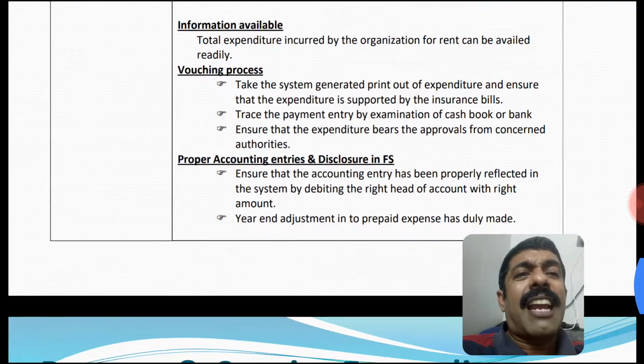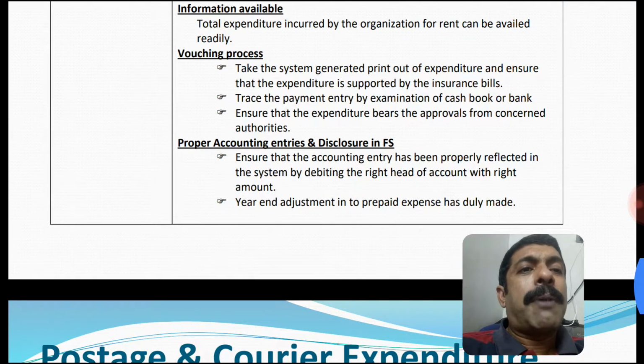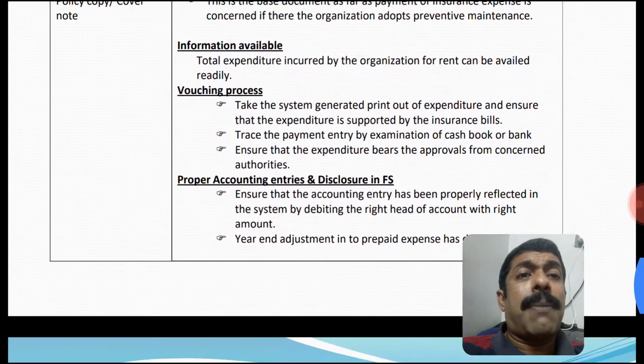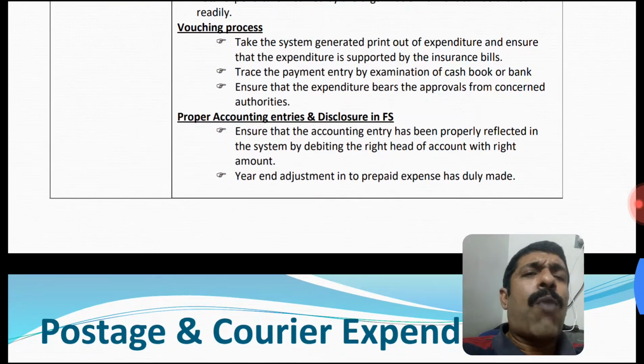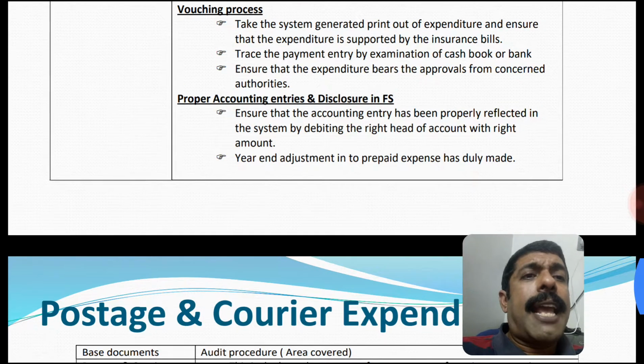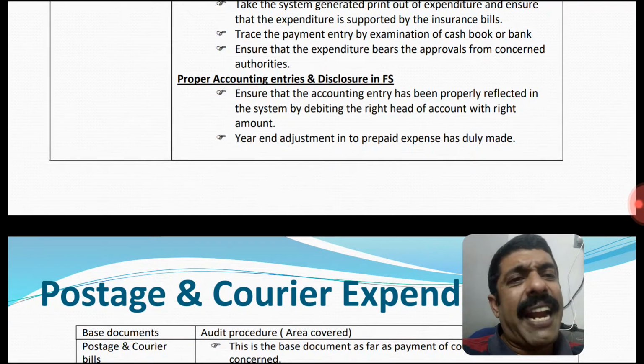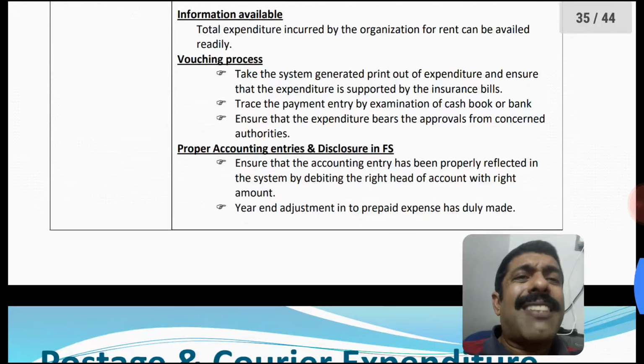What are the information available? Total expenditure incurred by the organization with respect to the insurance can be readily available. What is the vouching process? It is common: take a system generated printout. All these are common points. Proper accounting, proper head, year-end adjustment. All these are the common points.